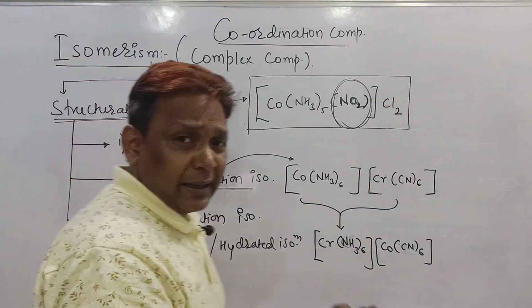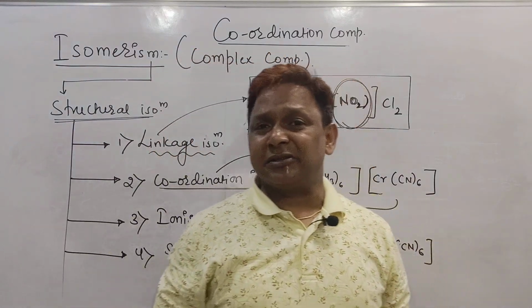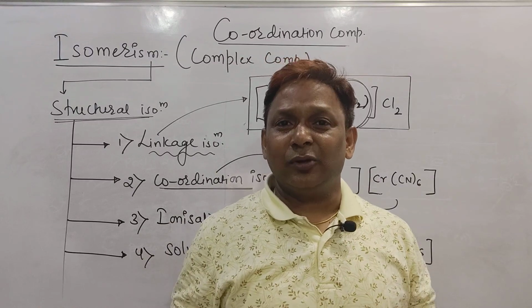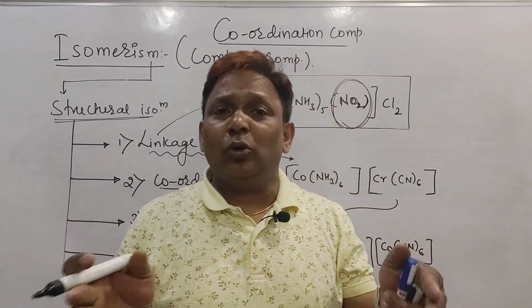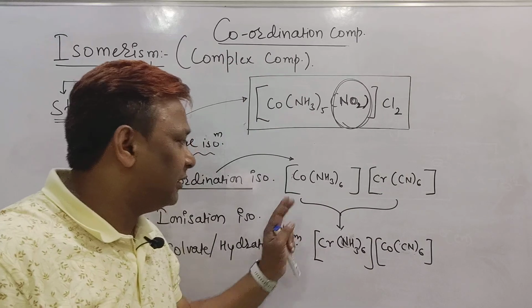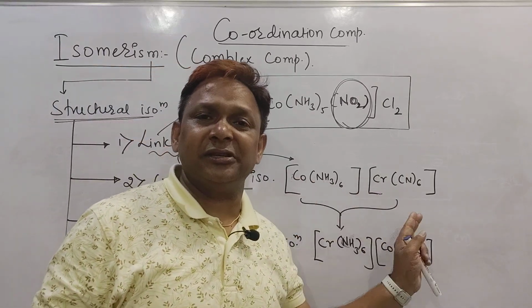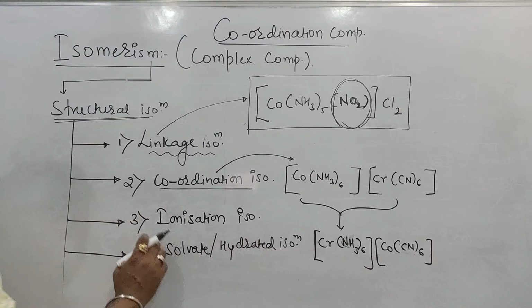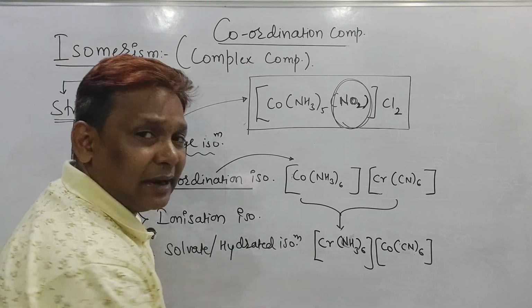Right? For linkage, what is the trick? In the complex compound, we should have an ambidentate ligand. For coordination isomerism, we should have two complexes where only the central metal atom can be exchanged. Now we see the third one, ionization isomerism.